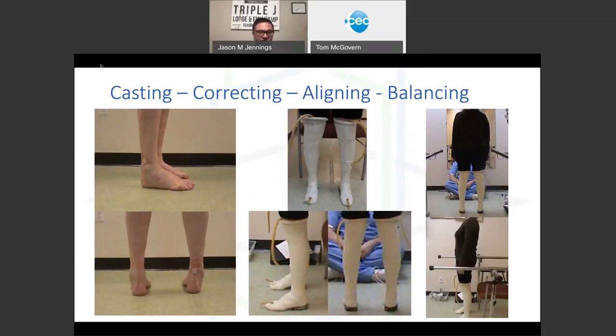So you can see on the left, this patient has a pretty severe ERP on the right and a less significant ERP on the left. But as I segmentally casted her, I corrected her in all three planes from the subtalar joint, then through the talocrural joint, and then up above the knee joint. And I think you can see on the far right that the alignment has improved from the bottom left uncasted picture to the top right casted picture.